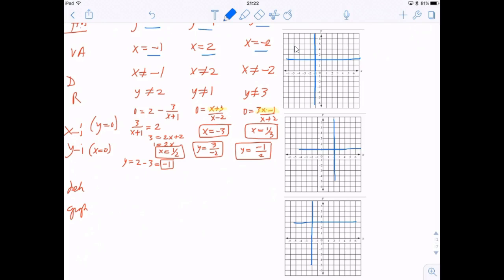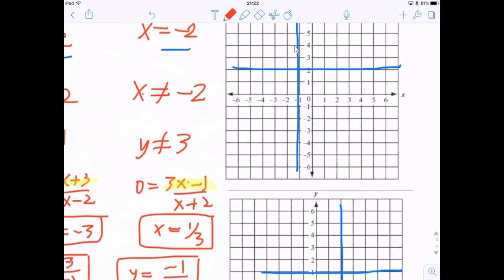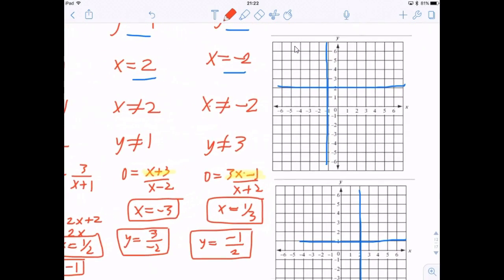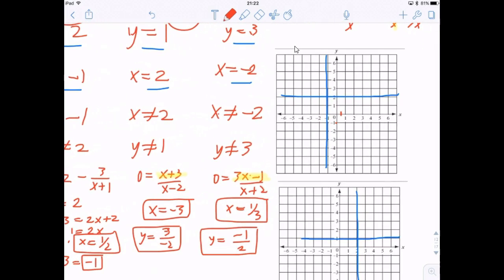Now, the next big clue is the x-intercept and the y-intercept. So for the first one, B, the x-intercept we know is 1/2 and the y-intercept is negative 1. So let's draw that. The x-intercept is 1/2, and the y-intercept is -1. Okay? So basically we can see that it's going to look kind of like this, right?